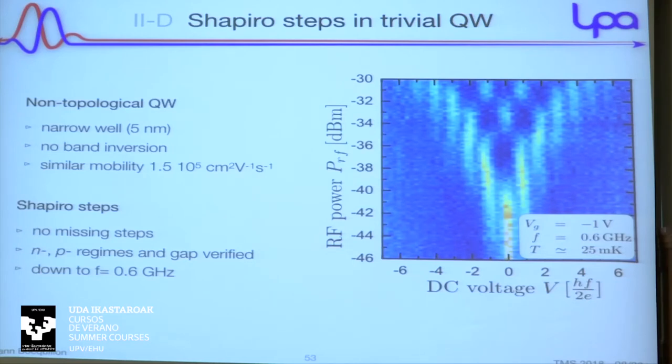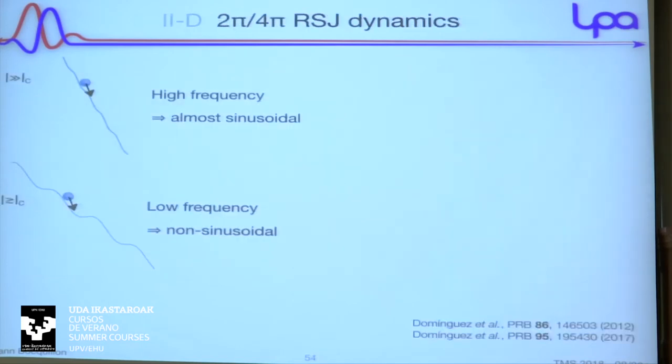And this was for us a puzzle for a very long time until we found a paper by Fernando Dominguez and Gloria Platero, which gave us an explanation. And the explanation is in fact quite simple. You have to assume that in your system you always have 2-pi and 4-pi periodic states.